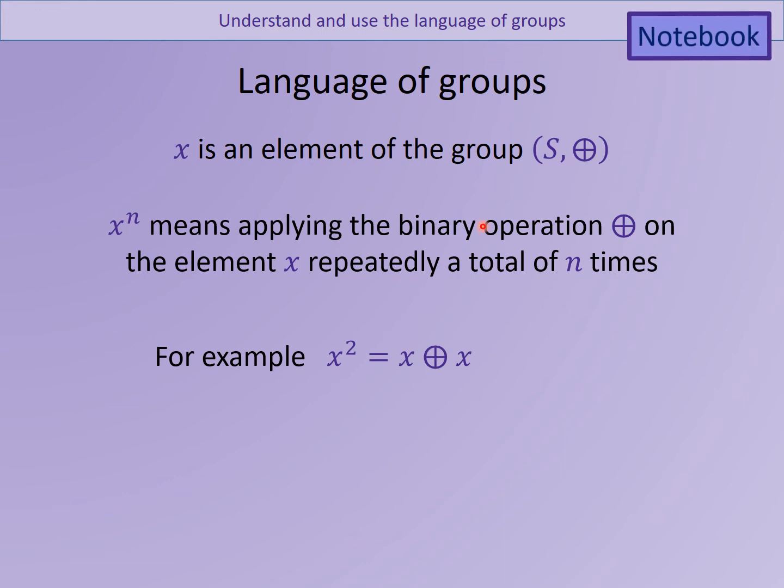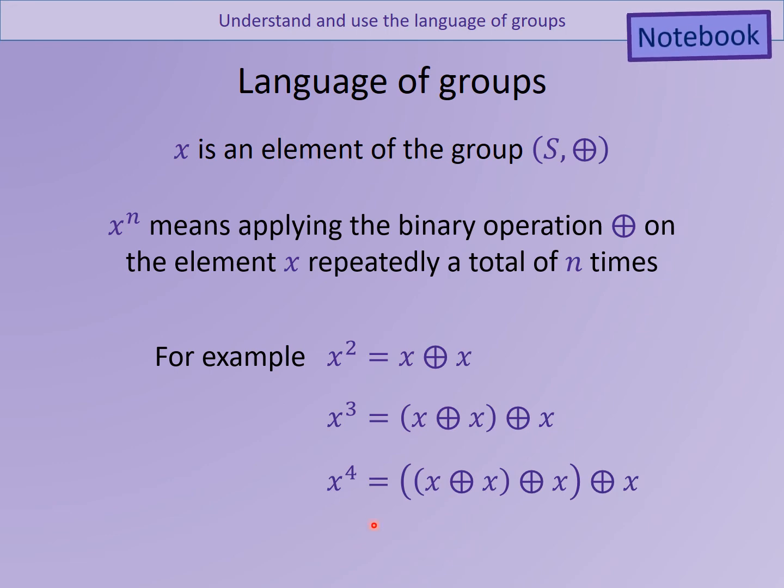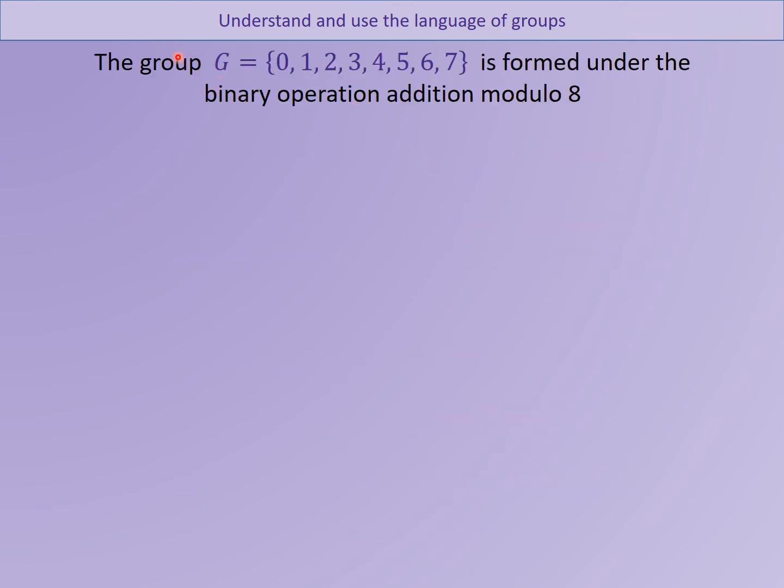So, as I've just mentioned, x squared would be x binary operation x. X to the power 3 would be x binary operation x, get a result from that and then do the binary operation again. And so on. So x to the power 4 means do the binary operation, and then again, and then again. It's a bit like a composite function. It keeps working out the inside bit. Okay, so have an investigation on this.